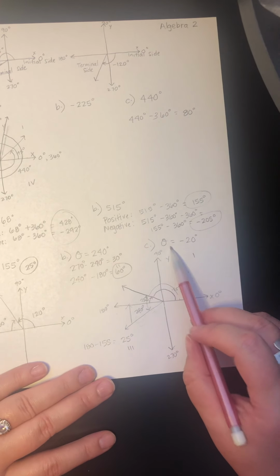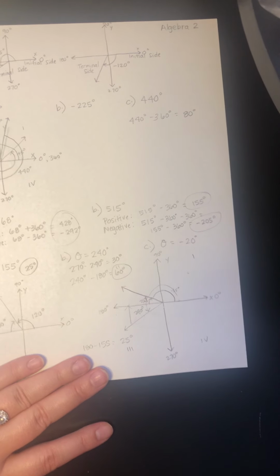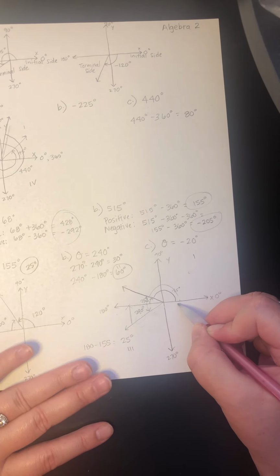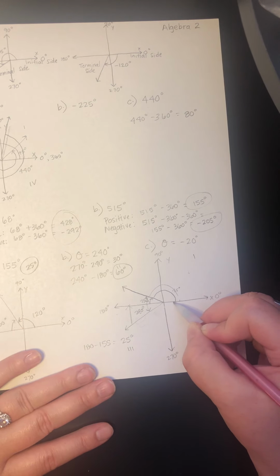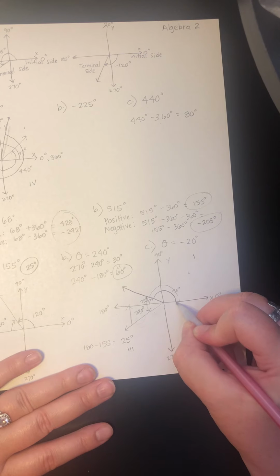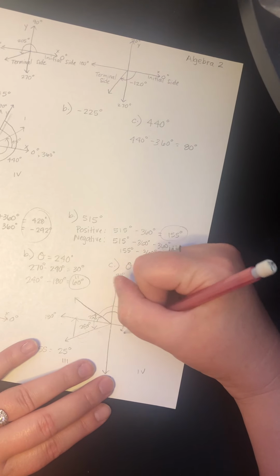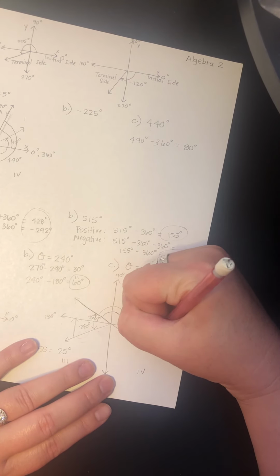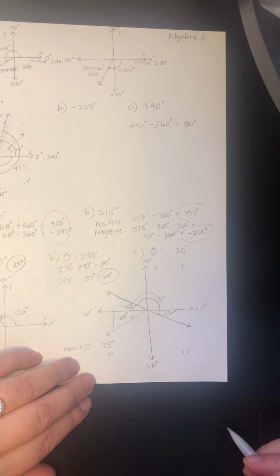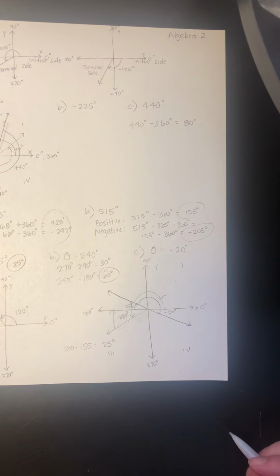Last one. If theta, or our angle, is negative 20 degrees, we're going negative degrees, so we're going clockwise. So that's going to be here in our fourth quadrant. We're just going to go 20 degrees, just a little ways. It's a little more than 20, but that's okay. So negative 20 degrees. We want to find out what our reference angle is.